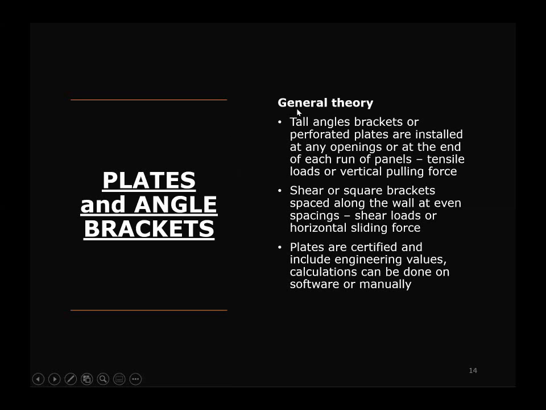All right, we're going to touch on some angle brackets. I hope that the screws make some sense. As I said, tall angle brackets and perforated plates are installed at any angle, any openings, or at the end of each run of panels. This is for a tensile load or a vertical pulling force, and this is to resist those. Your shear or square brackets are spaced along the wall at even spacings, and this is to prevent shear loads, or maybe we could describe this as a horizontal sliding force.